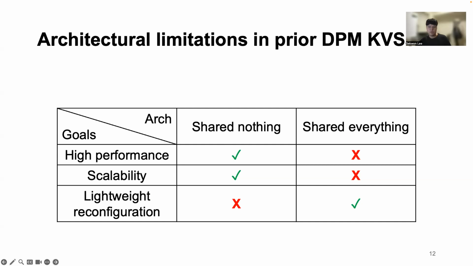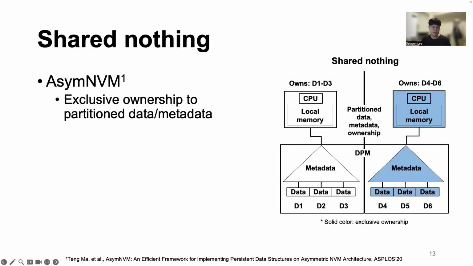However, we observed previously proposed DPM key-value stores have architectural limitations in achieving all the 3 goals simultaneously. They basically applied system architectures used in conventional distributed systems to DPM and inherit their trade-off as it is. For example, AsymNVM employs shared nothing architecture to build their key-value store. In the right side figure, it partitions data and metadata within DPM and assigns the exclusive ownership of each partition to each compute node.